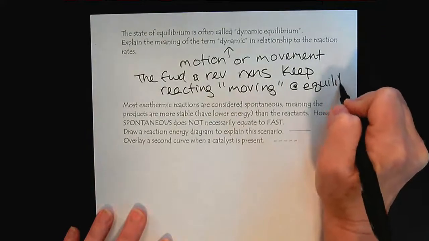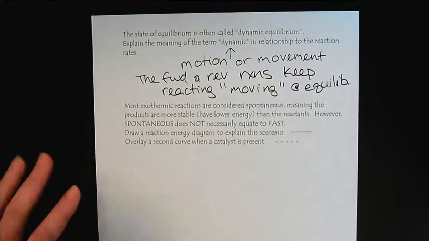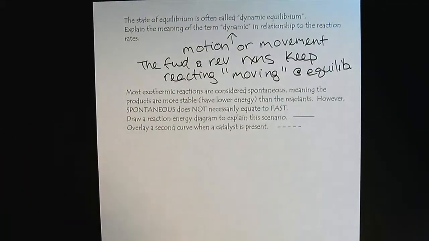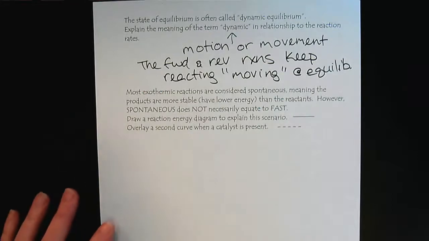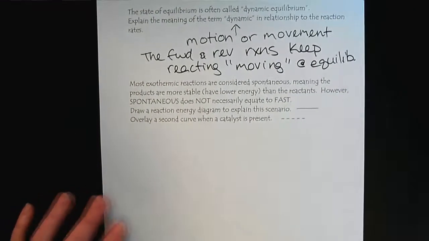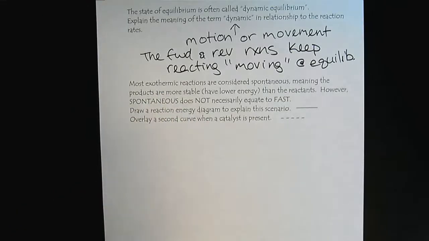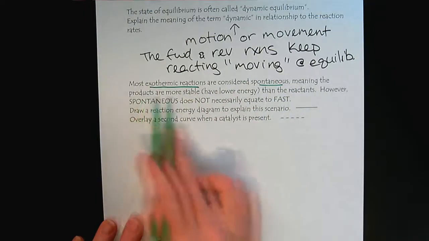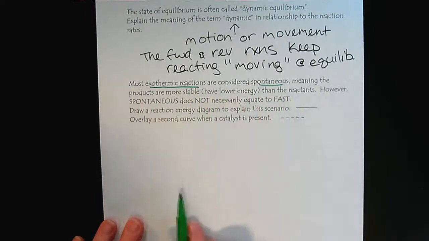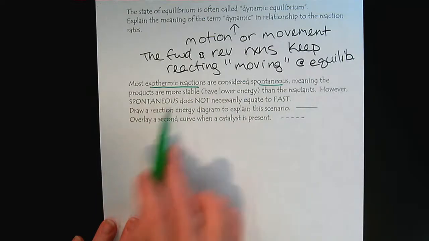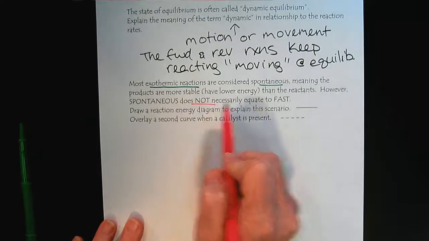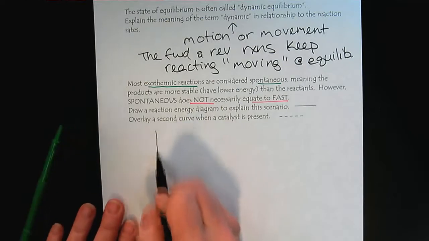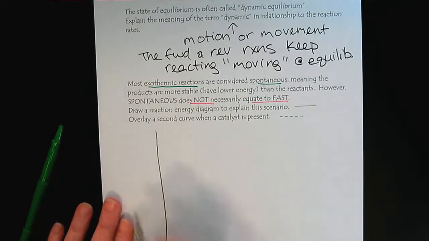Okay, equilibrium. Alrighty. So now let's take our understanding of equilibrium and map it out with a reaction energy diagram to bring everything together. All right? So we have an exothermic reaction. Those are considered spontaneous. That tells us the products are more stable than the reactants. But a spontaneous reaction does not necessarily equate to fast. So this is what can happen. There we go. So there's our reaction curve.